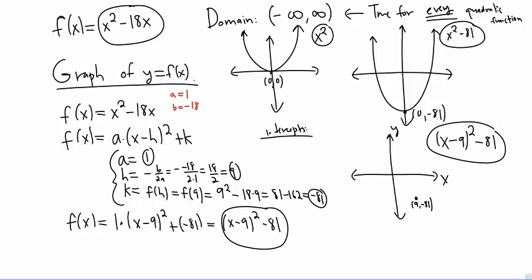Let's plot the intercepts. Y-intercept of the graph of y equals f of x is 0, comma f of 0. Now, f of 0 is 0. Plug 0 into the formula for f, get out 0. And for x-intercepts, I set f of x equal to 0 and solve for x.